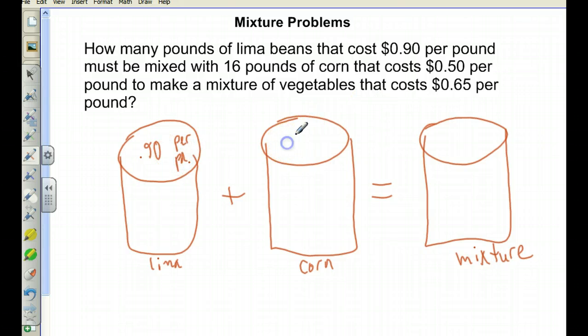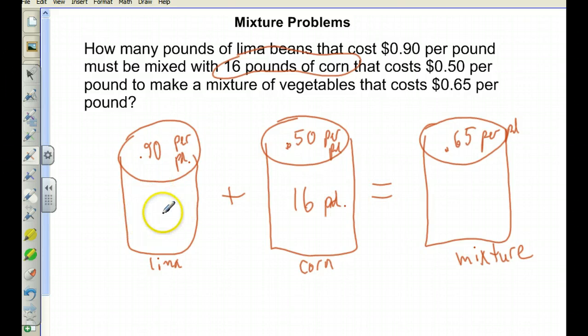And the cost of this one was 50 cents per pound, 0.50 per pound. And this cost was 0.65 per pound. The corn was 16 pounds. Well, how many pounds of lima beans did we have? It doesn't tell us how many pounds of lima beans. So let's call something like X the number of pounds of lima beans. So we'll call that X.